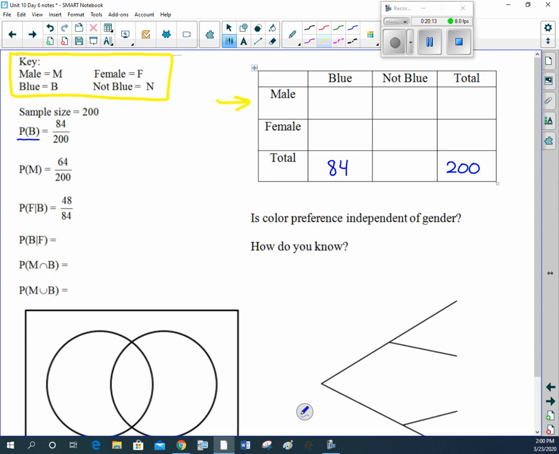Okay, the next one down below says probability of M. Remember, that stands for probability of male. Well, that's a total, so I'm going to go along the male row, and the total for that would be 64. So we've got 64 right here.